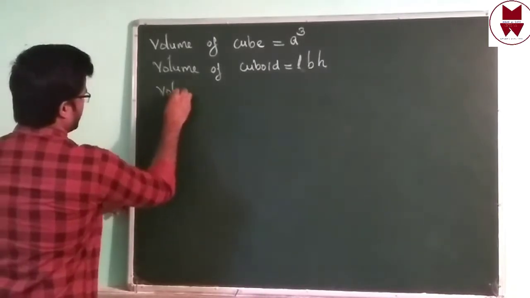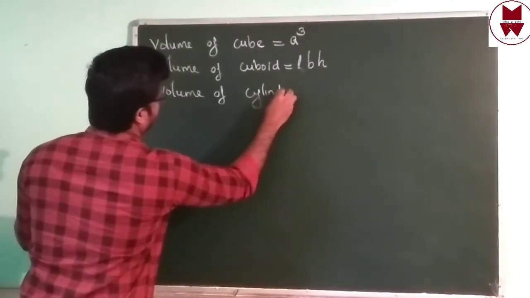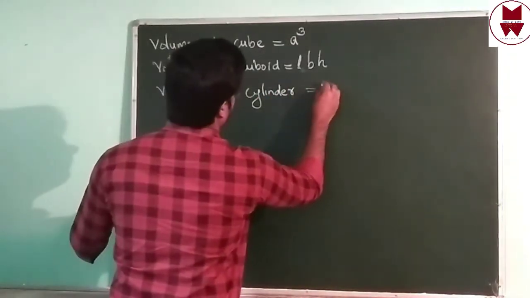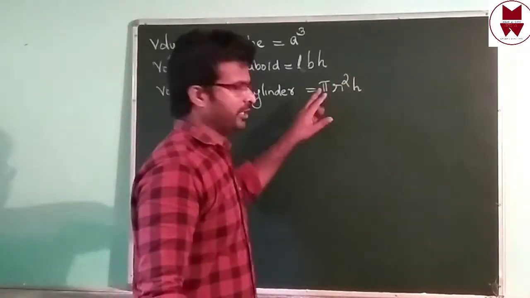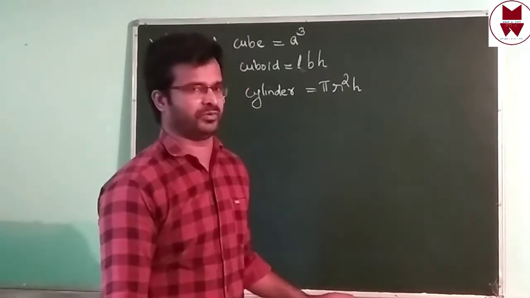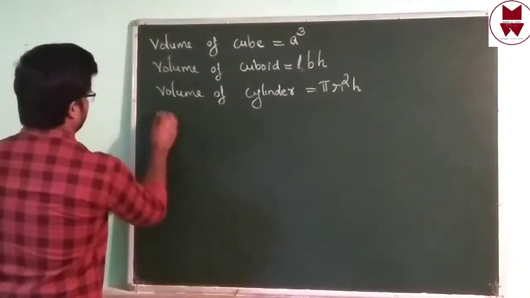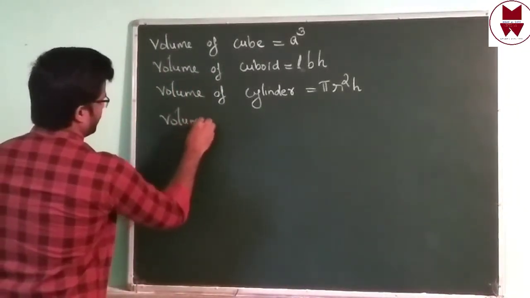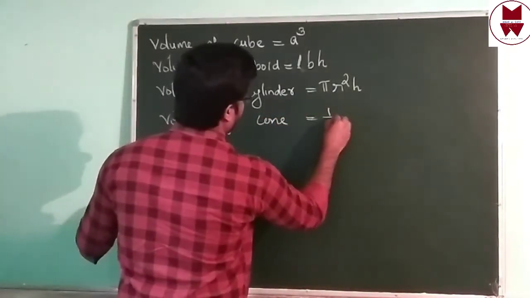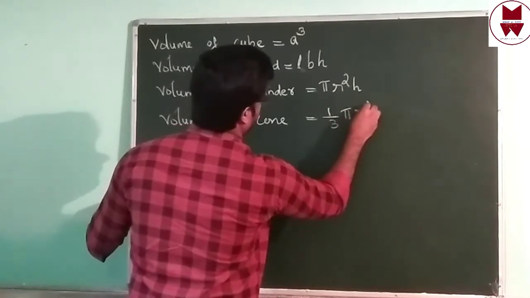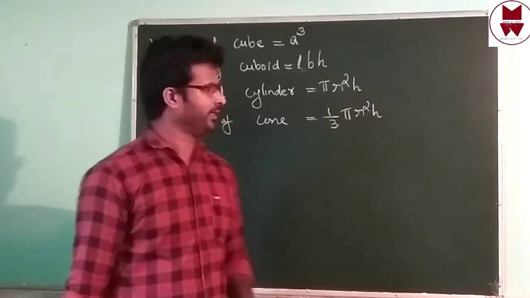Then volume of cylinder is pi r square H. Here pi means 22 by 7, otherwise 3.14. R means radius of cylinder, H height of cylinder. Next, volume of cone. Volume of cone is 1 by 3 pi r square H. Then here R means base radius, H is height.